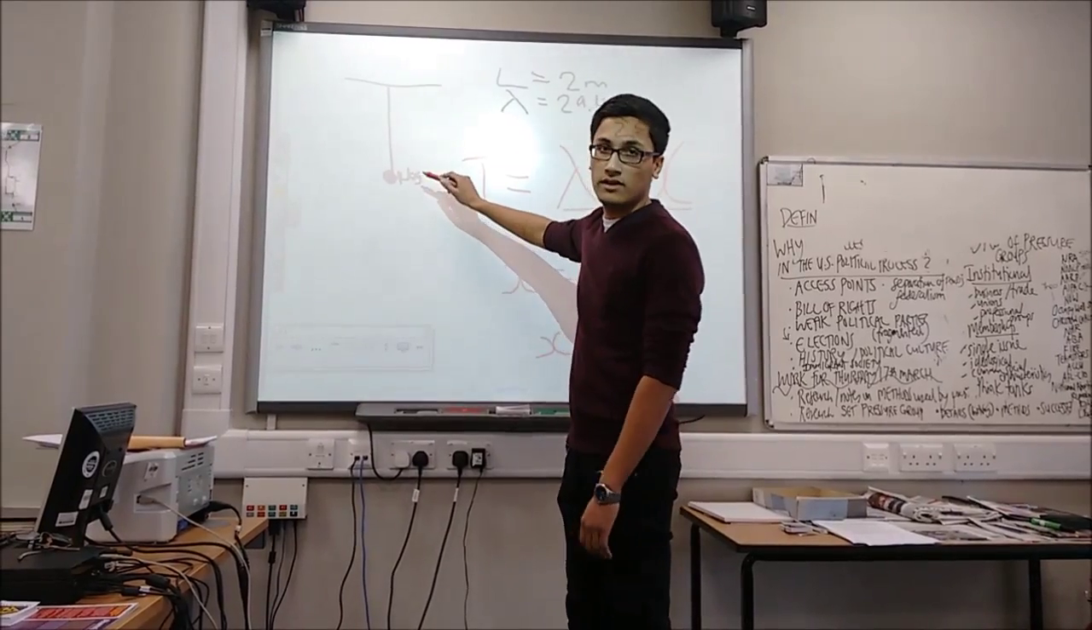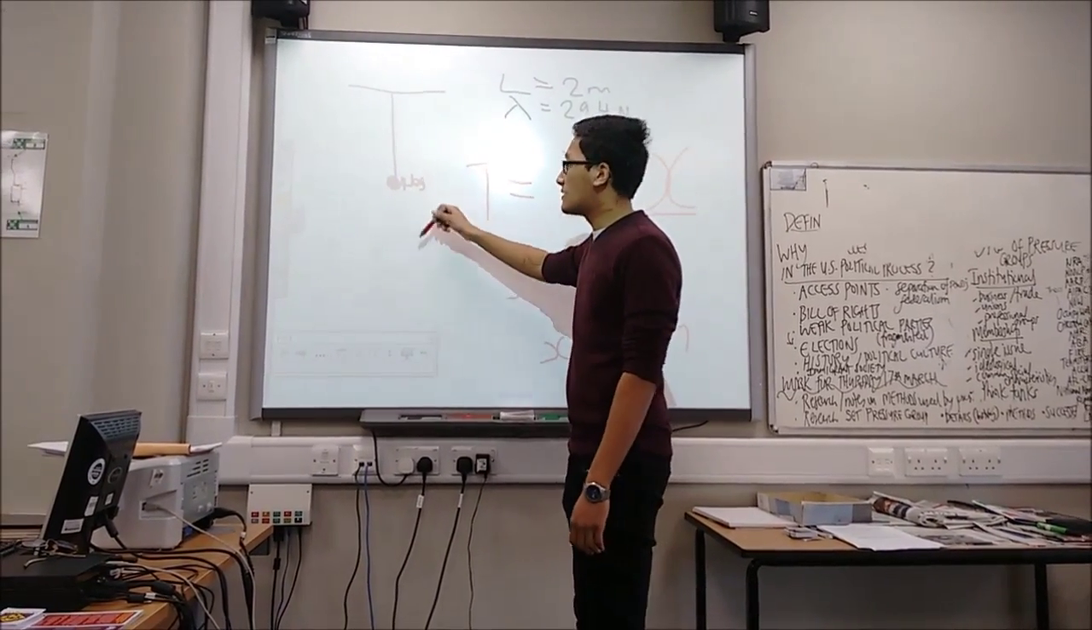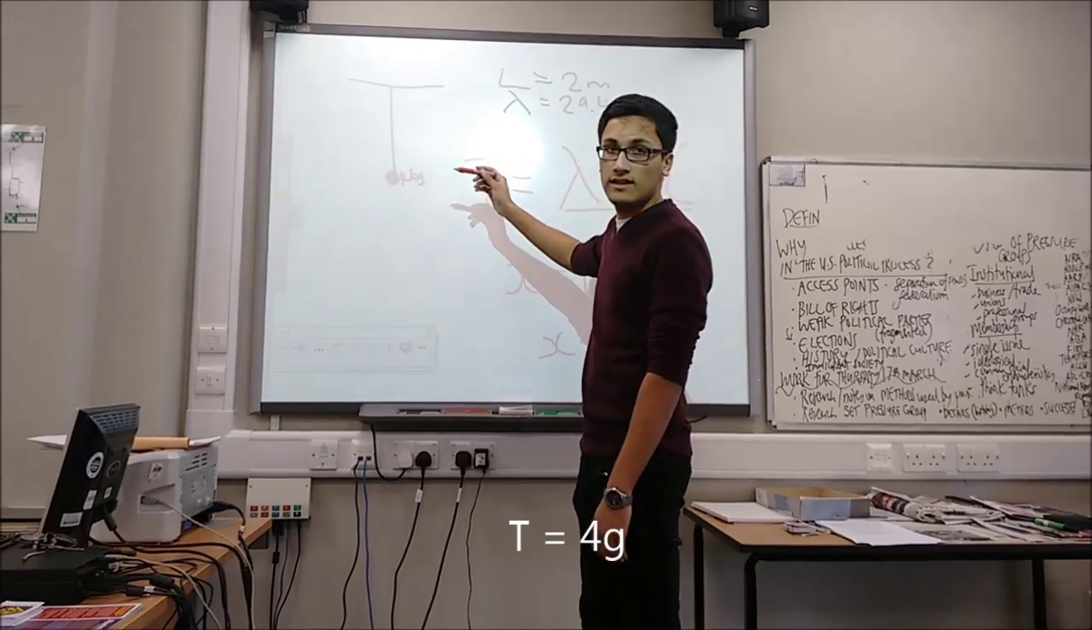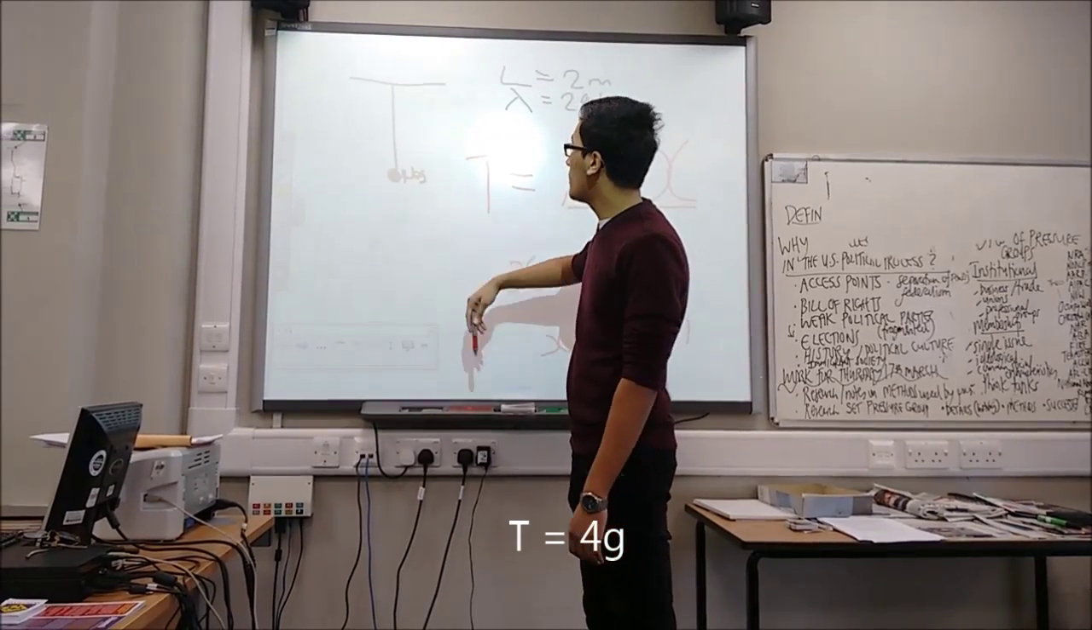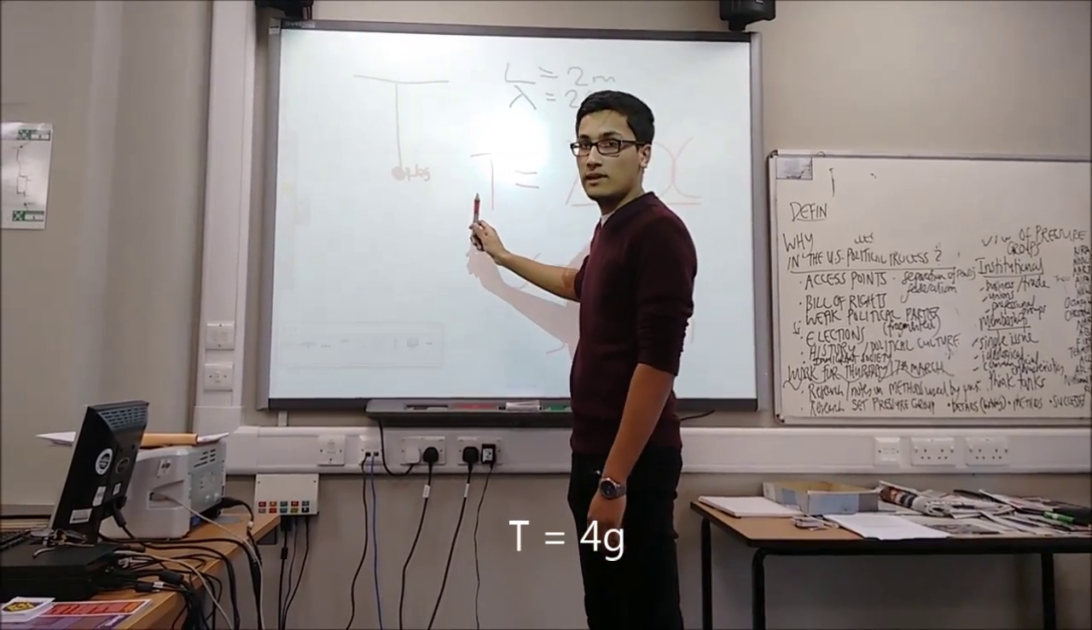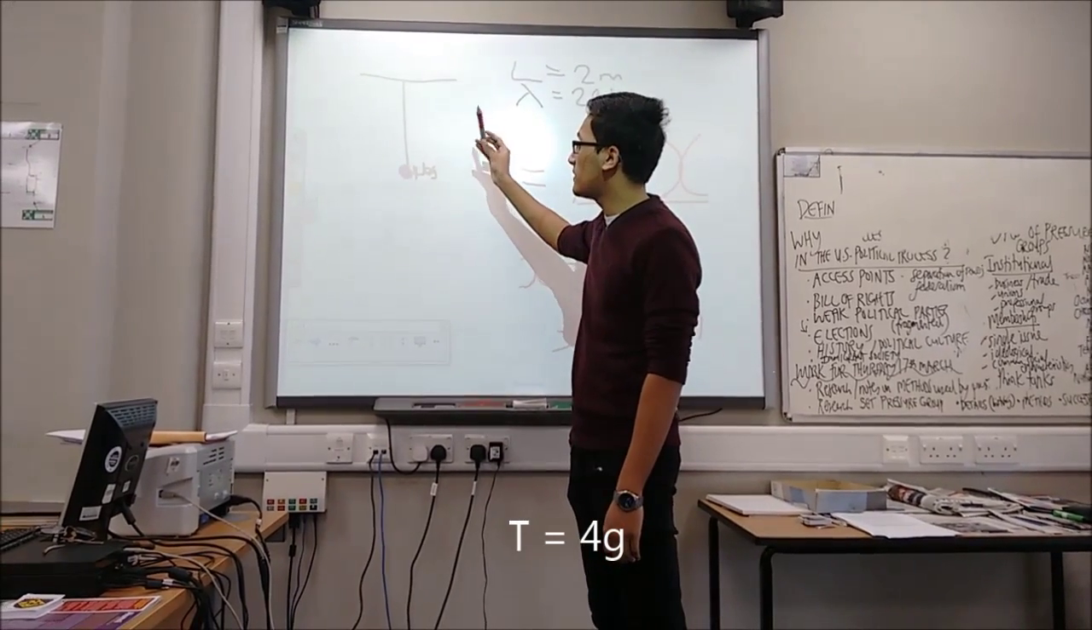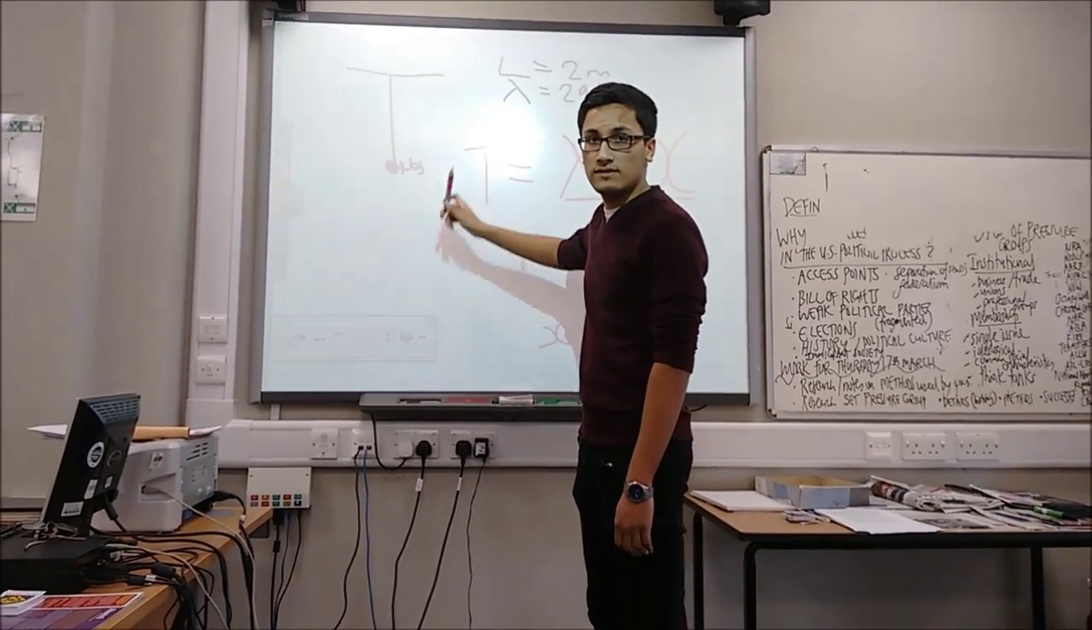The mass, which is 4 kilograms, the force acting downwards is going to be 4 times gravity. Gravity, which is 9.8, so it's 4g. And because the ball is in equilibrium, the force acting downwards is also going to be the same as the force acting upwards.